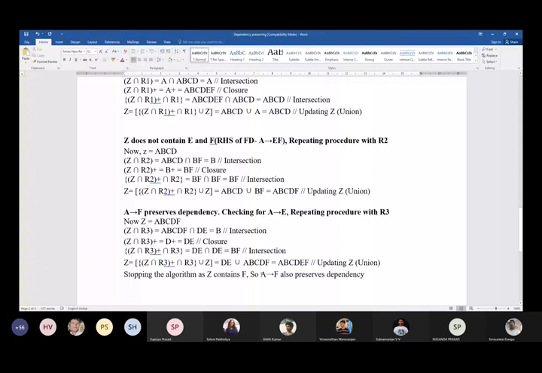So you need to find Z intersection Ri, Z intersection Ri closure, Z intersection Ri closure intersection Ri, then Z intersection Ri closure intersection Ri union Z, and to check each and every iteration, you need to check whether the functional dependency is preserved in the decomposed relation, right? So I'm not sure whether you are able to follow it. We'll have one more class, right? So the next class will solve some problems in checking whether the functional dependency is preserved in a decomposition.